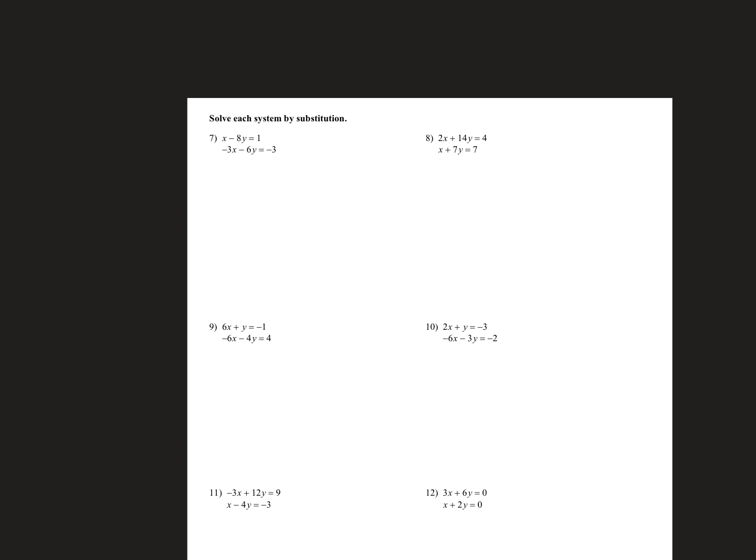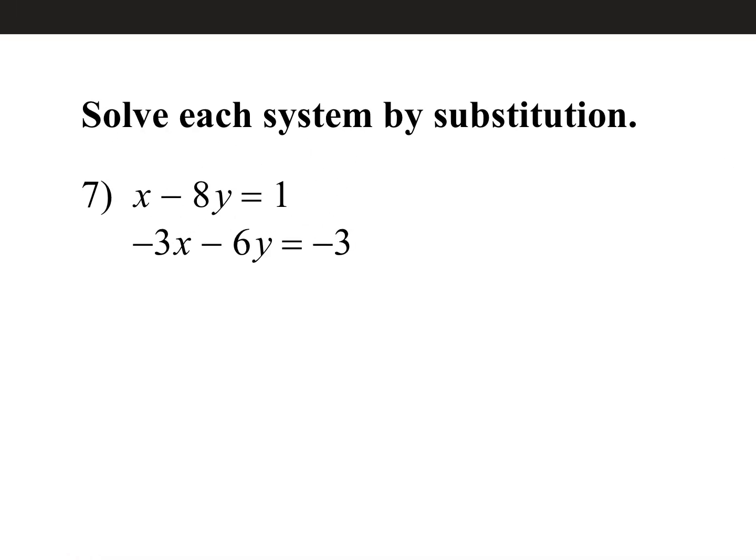So number 7, we're going to solve by substitution. So for substitution, we need to isolate one of our variables. We need either an x equals or y equals. Do I have that in number 7? No. So we have to make one of them x equals or y equals. Which equation do you want to make? The first one. Would it be easier to make it x equals or y equals? X, because the x already has a coefficient of 1. So it's almost all by itself. We just have to move the y to the other side.